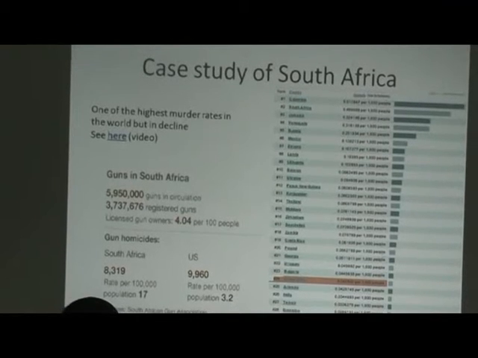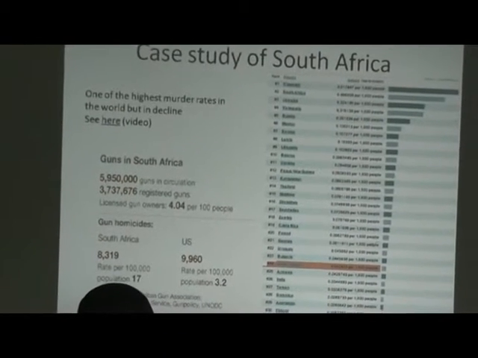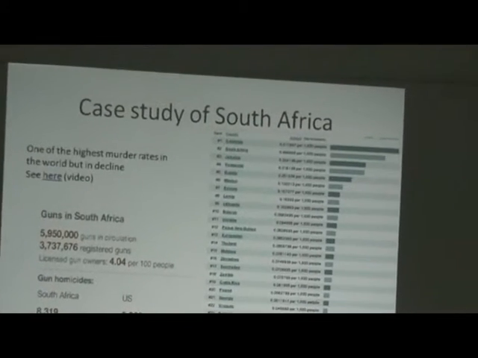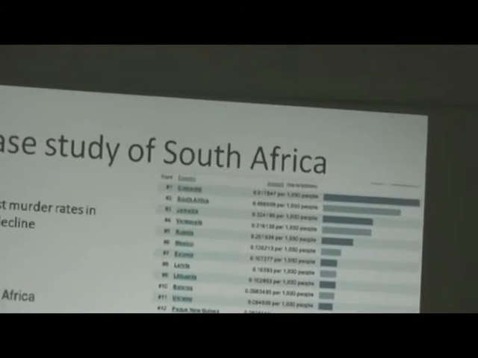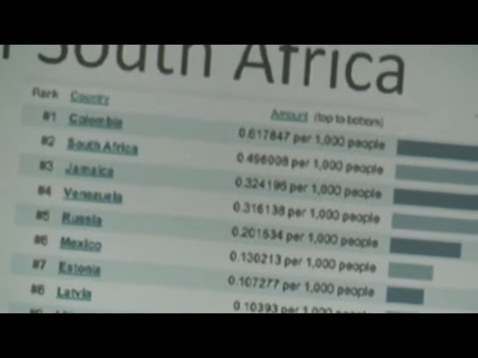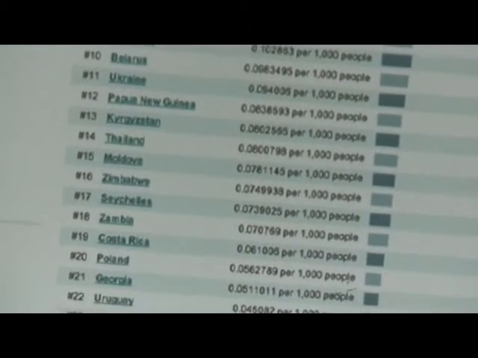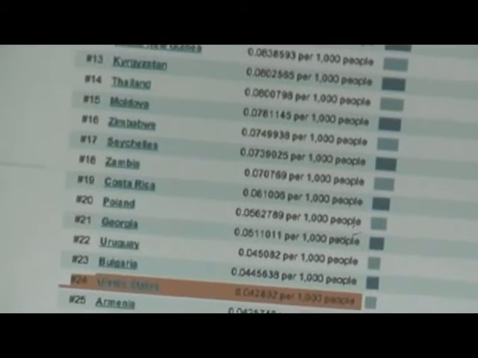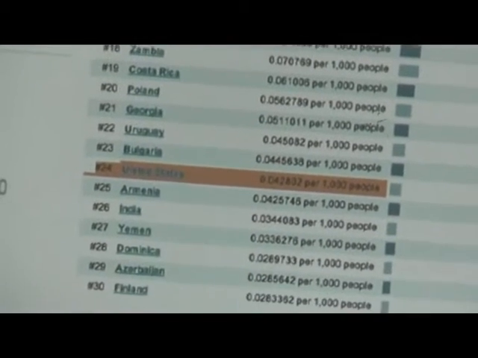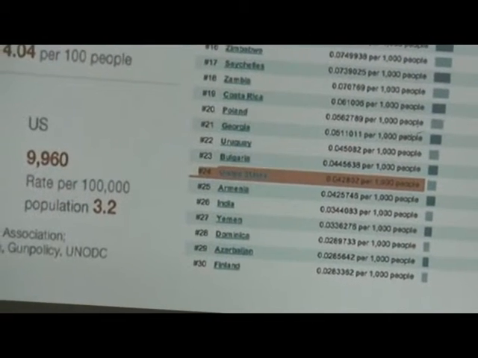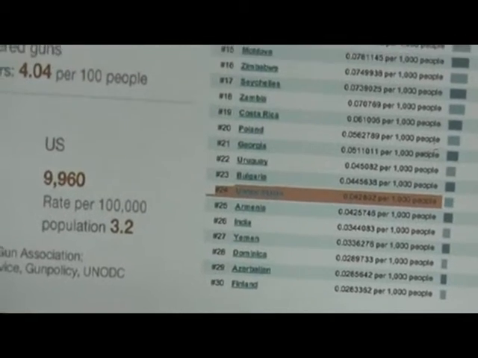And you have also the case of South Africa, which is one of the countries with the highest murder rate in the world. But there's a tendency of this rate to decline. What rate? Poverty and crime? Murder, yes. Okay, the murder rate. There's actually a video by this guy. So you have a list of the countries with the murder rate.